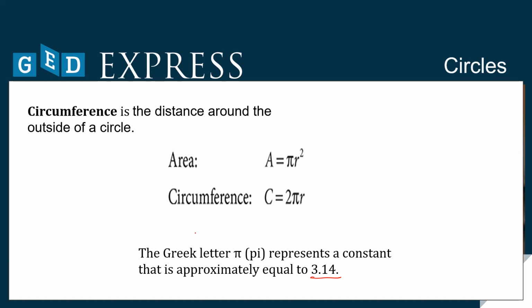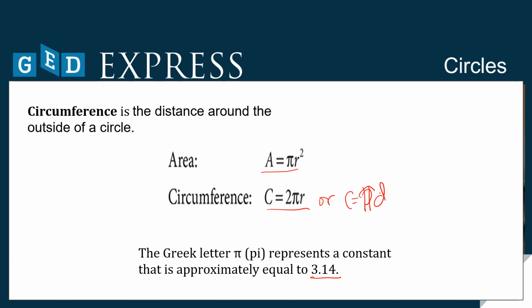Now, in finding the area and circumference of a circle, you will be given formulas. The formula for finding the area: area is equal to pi r squared. Circumference: C is equal to 2 pi r, or you can also use C is equal to pi d.